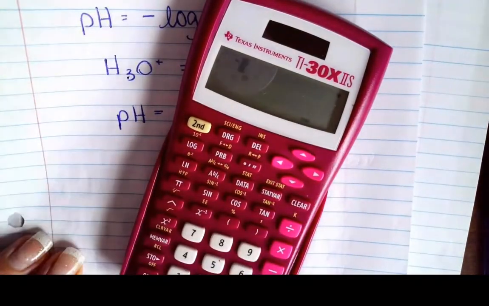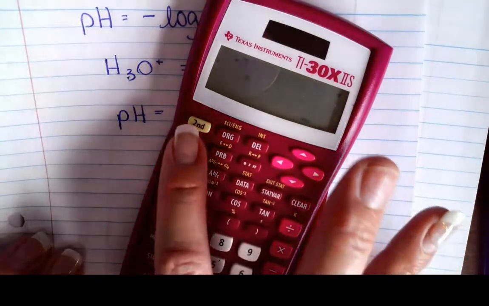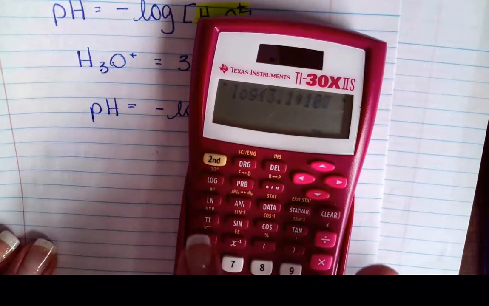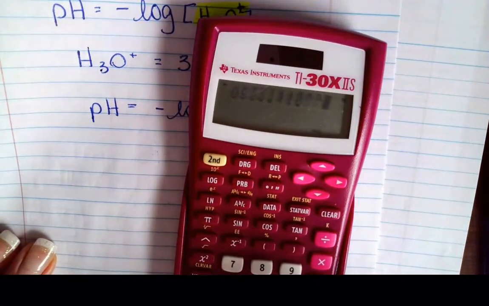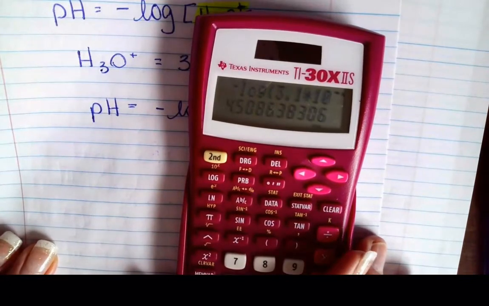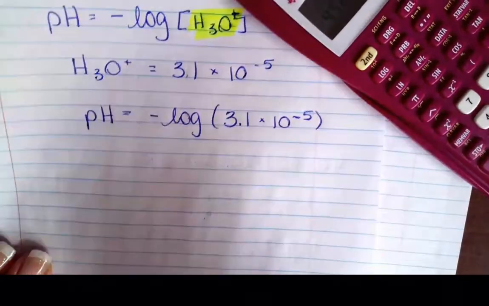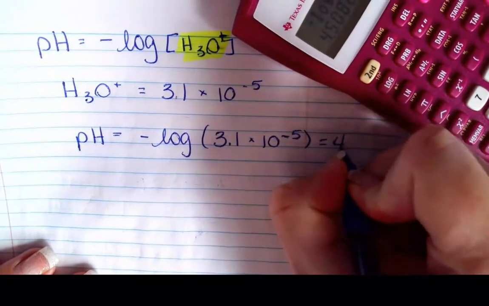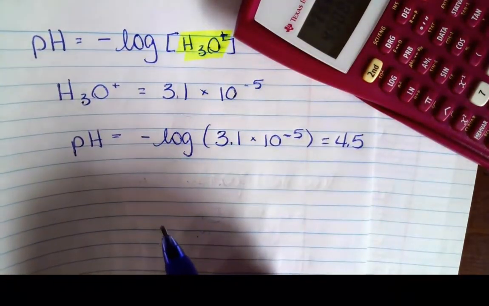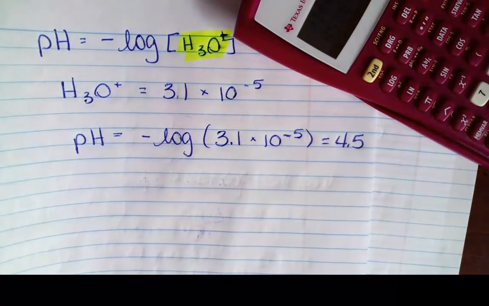So we have the negative common log of 3.1 times 10 raised to the negative 5 power. And then I'm going to close that argument, and I'm going to get 4.5. So my pH is 4.5, which is acidic. So let's do it again.